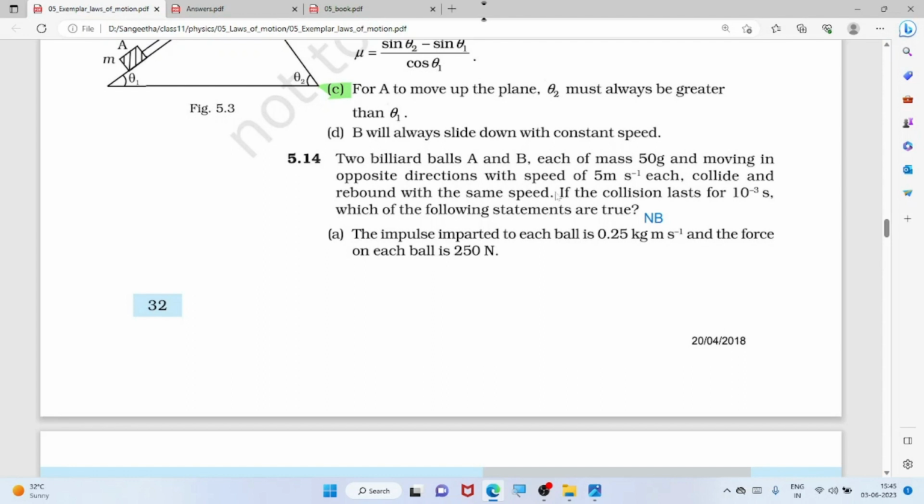Two clay balls, each of mass m, moving in the opposite direction with the same speed, collide with each other and rebound with the same speed. If the collision lasts for 10 seconds, which of the following? 5.14.